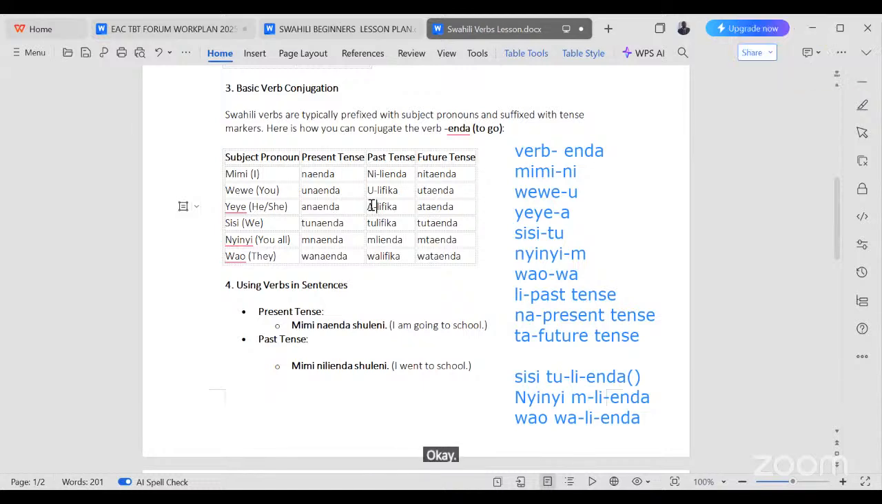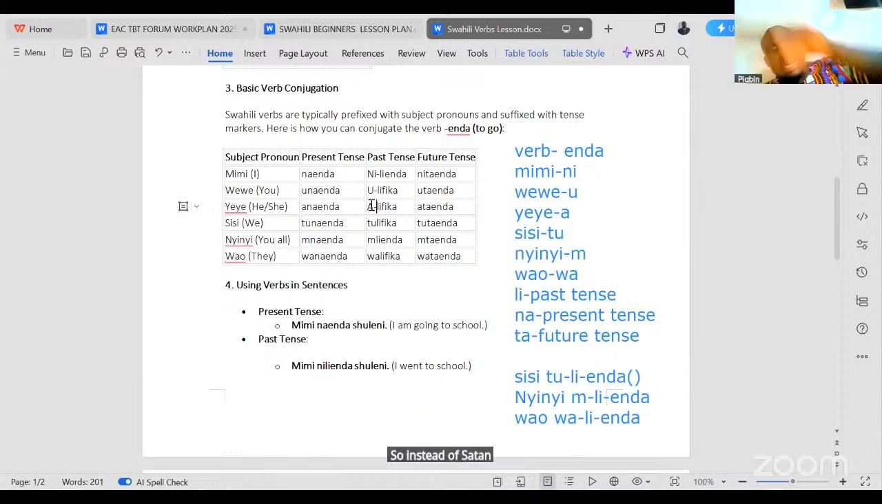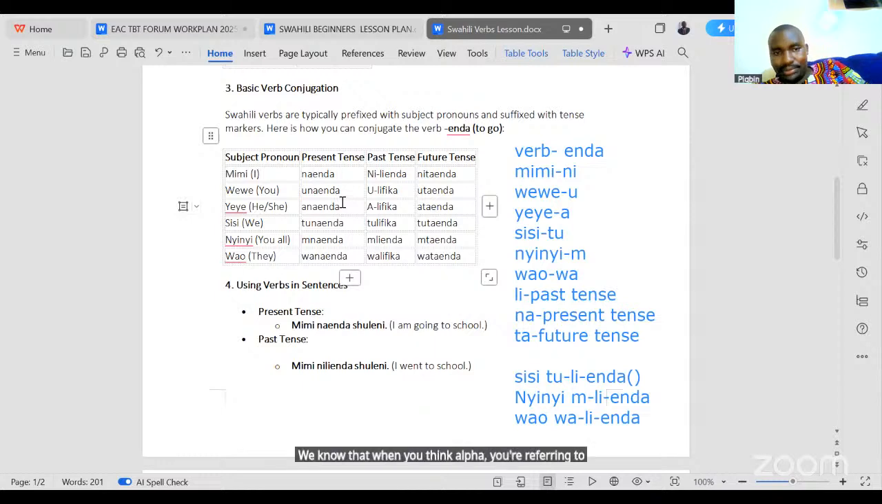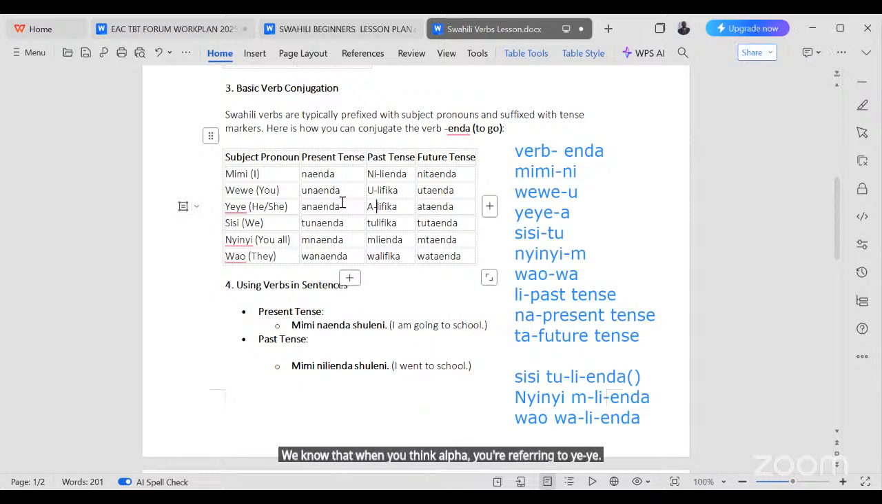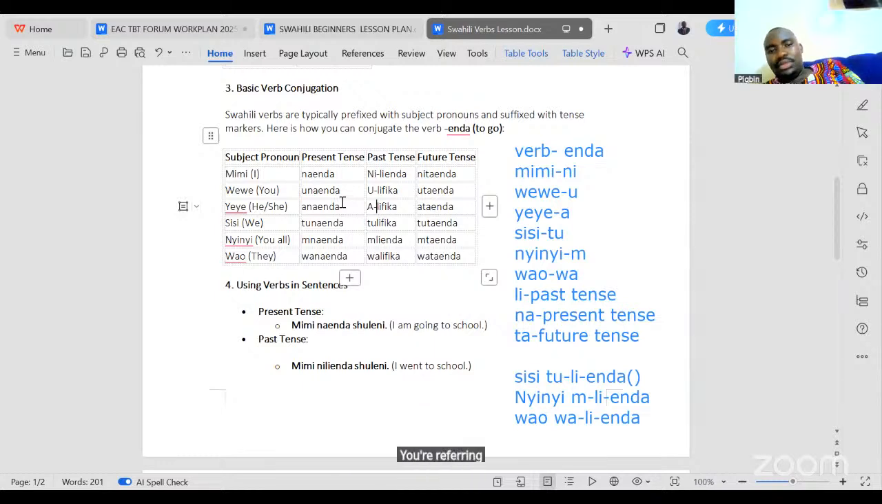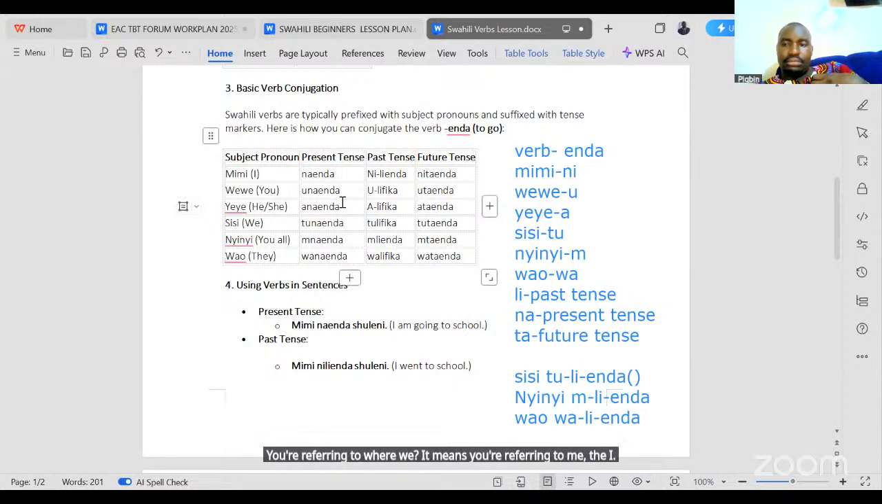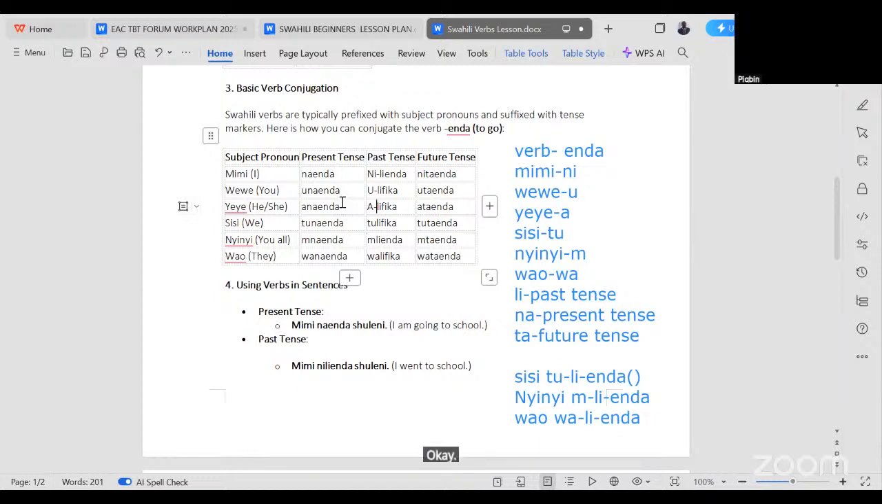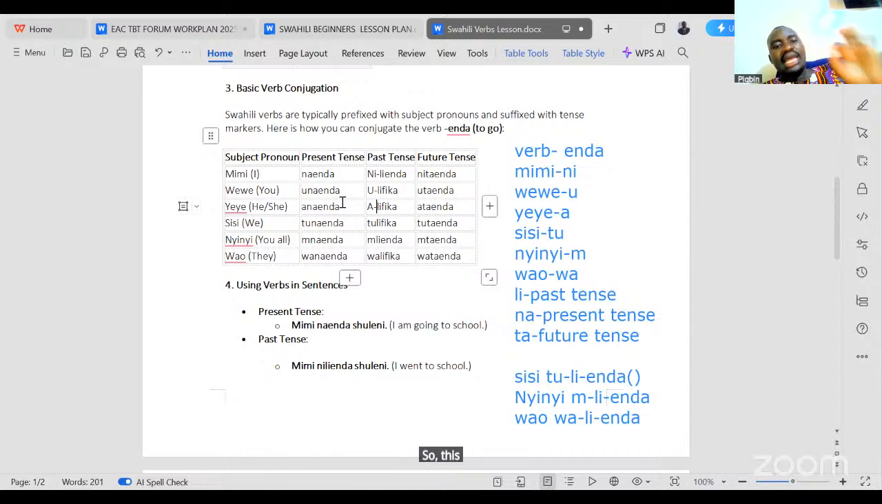So instead of saying wewe or yeye alifika, if you say alifika, you're correct. We know that when you say alifika, you're referring to yeye. When you say ulifika, we know you're referring to wewe. And when you say nilifika, it means you're referring to mimi, I. Okay. So ni, u, and a are the pronouns here that represent mimi, wewe, and yeye.